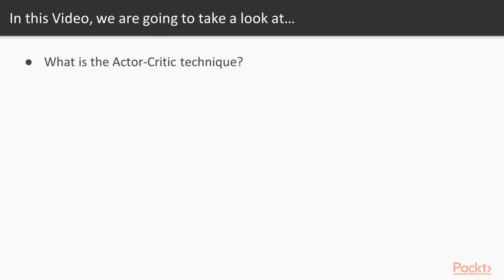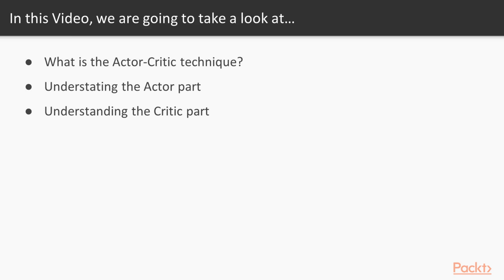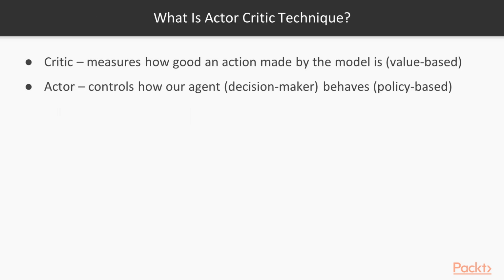So we'll see what the actor-critic technique is, we'll be understanding the actor part, and also the critic part of our model. So what is an actor-critic technique? This technique will add yet another concept to our understanding of reinforcement learning. If you remember from the previous sections, and particularly from section number 1, when we were explaining the reinforcement learning algorithms, we have a state, we have the agent, that was our actor, and also we have a reward. There was no critic part.